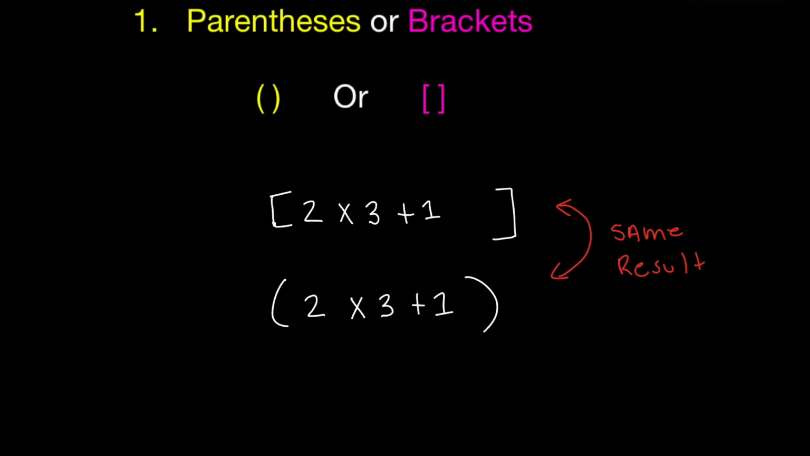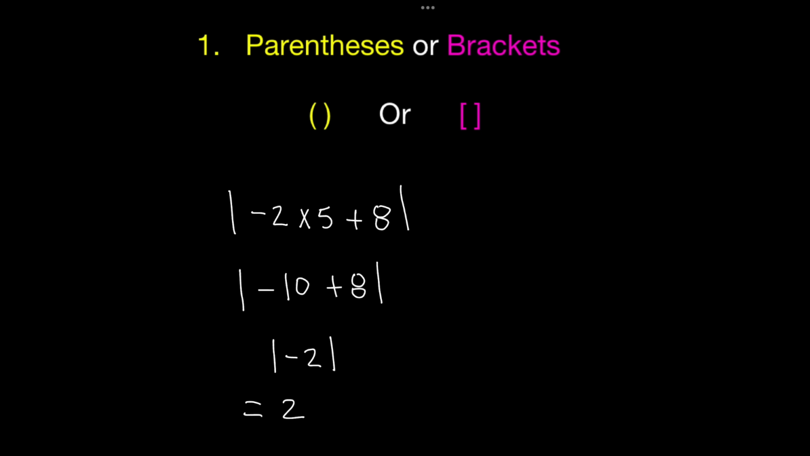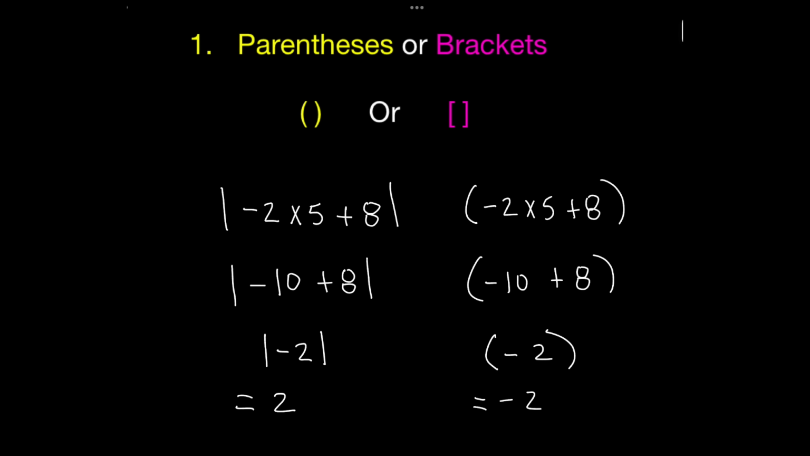And by the way, brackets should not be confused with absolute symbols. If we use absolute symbols, the ending result should give you a positive number. So for an example, if we were to solve the absolute value of negative 2 times 5 plus 8, we will get 2. However, if we use brackets or parentheses, we will get a negative 2. If you need any additional help with that, definitely let me know in the comment section.